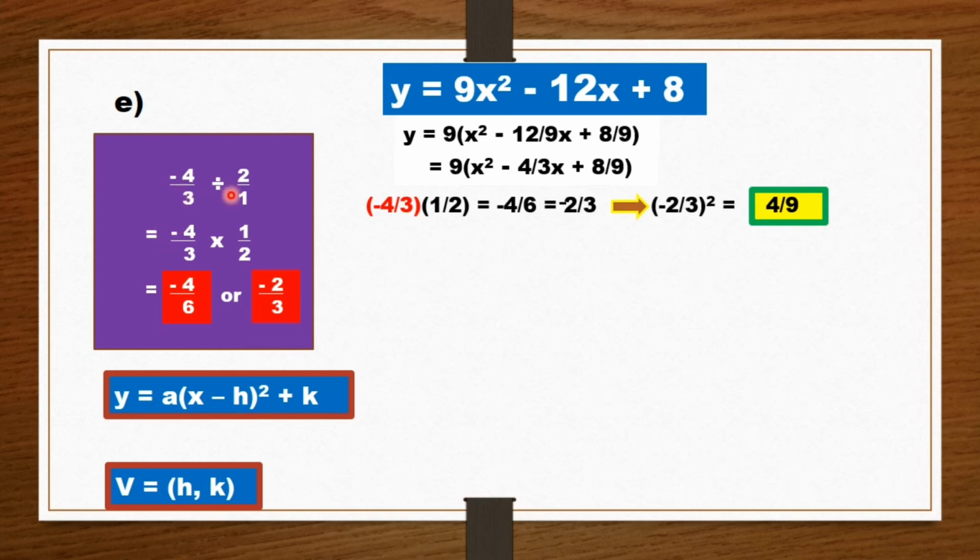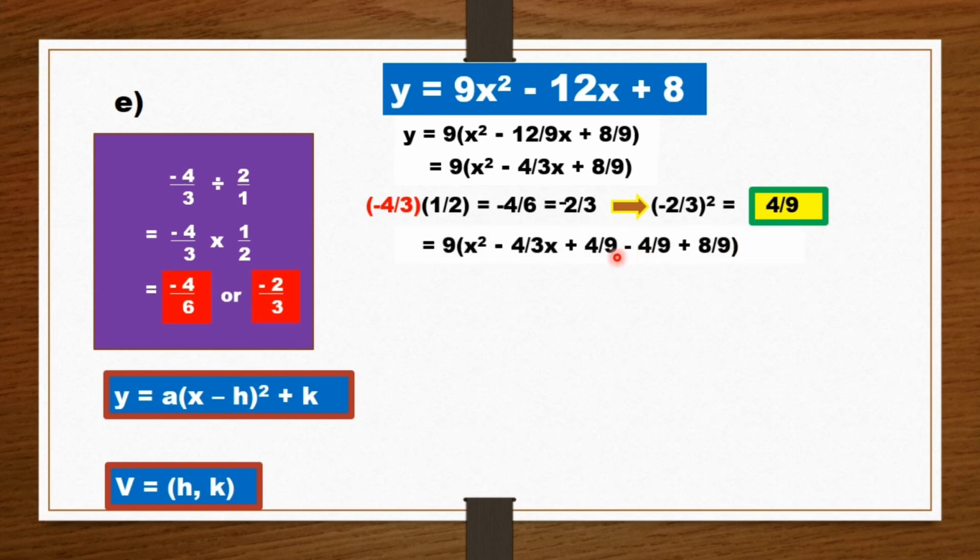Negative 4/3 divided by 2. So division rule: keep the first fraction the same, change division to multiplication, and take the reciprocal of 2/1 as 1/2. And then multiply it. Negative 4 times 1 is negative 4. 3 times 2 is 6. So negative 4/6 can be reduced as negative 2/3.